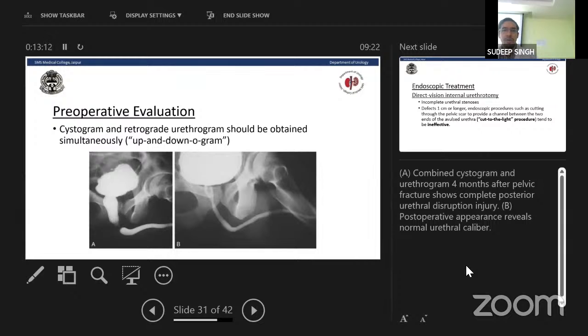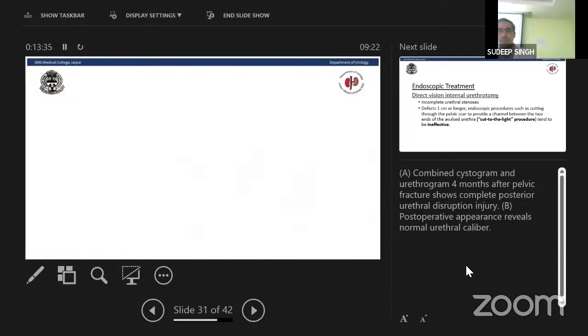For the preoperative evaluation, a cystogram and retrograde urethrogram should be obtained simultaneously. This is called an up and downogram. The image shows a combined cystogram and urethrogram 4 months after the pelvic fracture, which shows a complete posterior urethral disruption injury. And in the same patient, the postoperative appearance reveals a normal urethral caliber.